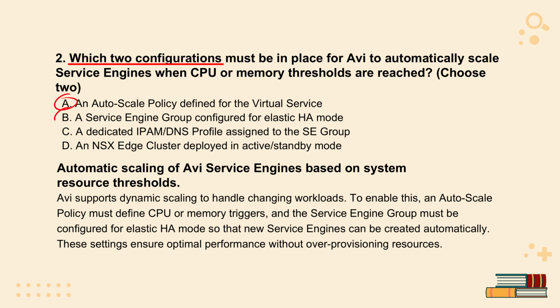Exactly. But the policy itself can't just create new service engines out of thin air. That's where Elastic HA mode comes in. Configuring the service engine group for Elastic HA basically tells the Avi controller, hey, you have permission and the capability to dynamically spin up new SE instances from the template or destroy existing ones within this group based on those autoscale policies. So Elastic HA is the mechanism that allows the scaling to actually happen.